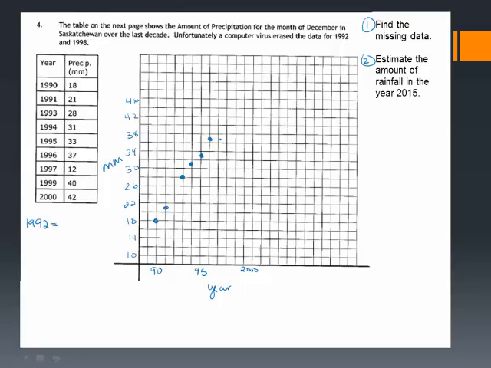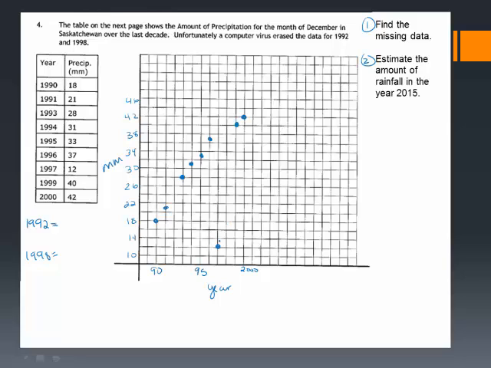97, we have 12. So we'll come back down here. 98 missing. 1999, we have 40 millimeters. In 2000, we have 42.